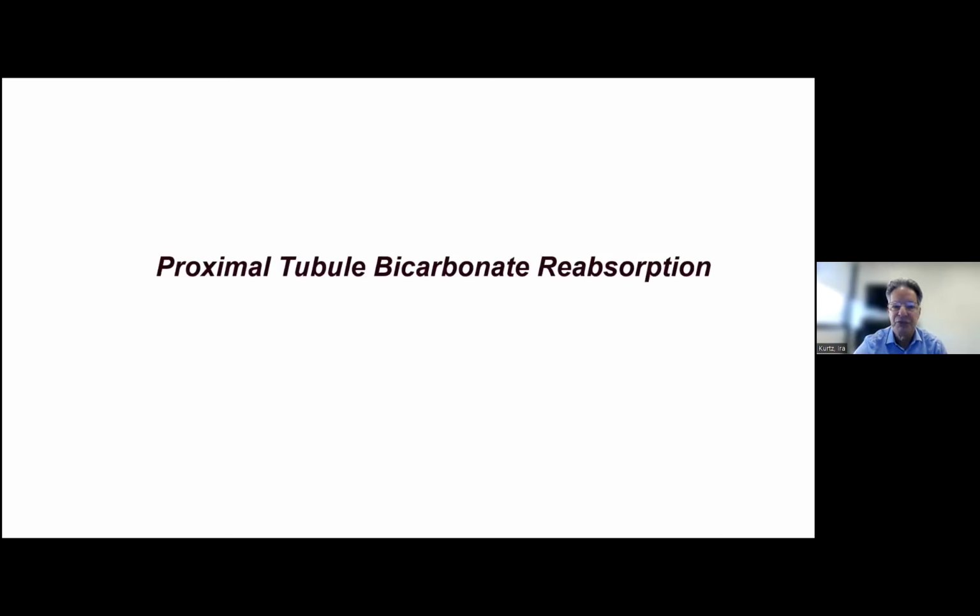So let's just review the mechanism by which the kidney reclaims the bicarbonate that comes through the glomerular filtrate. And it's mostly the proximal tubule. So that's really what I'm going to discuss today. It absorbs approximately 75 to 80% of the bicarbonate coming through the glomeruli. And I'm not going to discuss what the rest of the nephron does today.